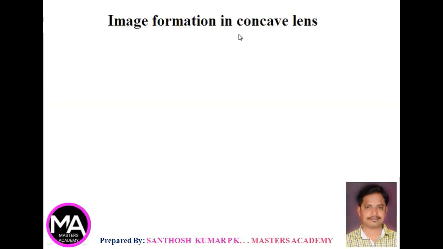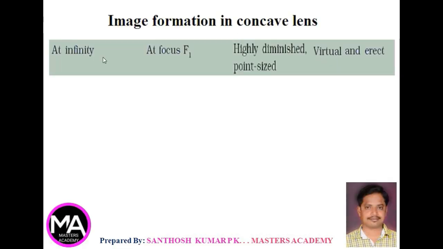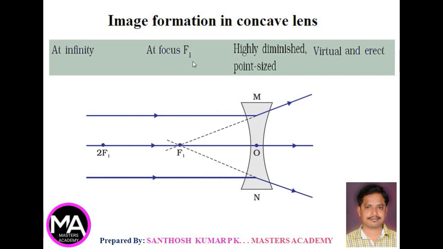Image formation in a concave lens. When the object is at infinity, then the image is formed at focus. Now let us consider the object at infinity. The rays which are coming to the lens are parallel rays. So the parallel rays, after refraction from the concave lens, will diverge. The diverged rays will never meet at any point on the right side. Therefore, when they are drawn backward, they appear to come from the point that is known as the principal focus. Here it is a highly diminished and point sized image, so it is formed on the same side of the object, therefore it is a virtual and erect image.